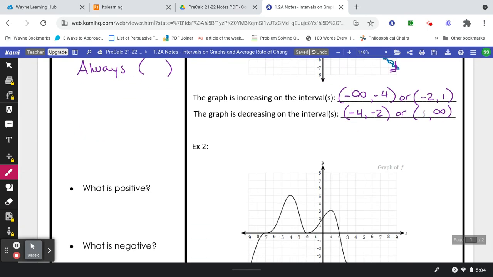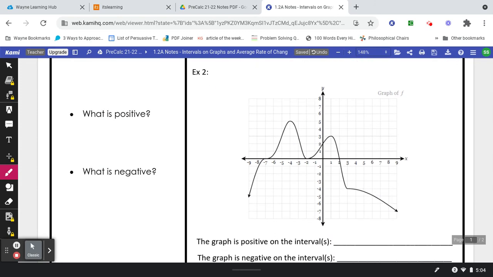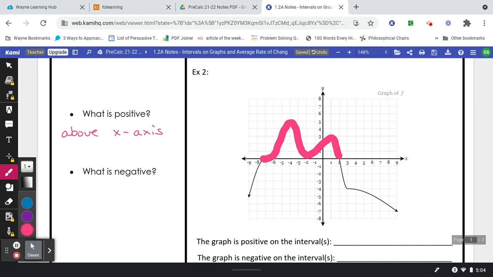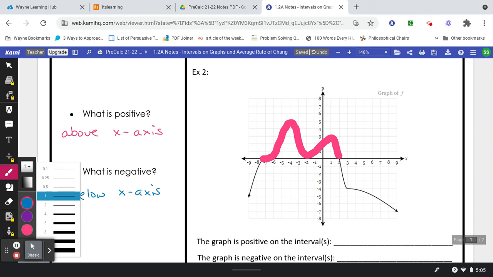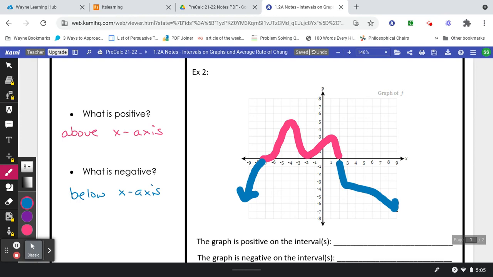Next thing we're going to talk about, example number 2, is positive versus negative. So positive means that the graph is above the x-axis. So above the x-axis would be this section right here, all of that area. And negative means below the x-axis, which would mean this little area right there with our arrow, as well as this little piece over there.